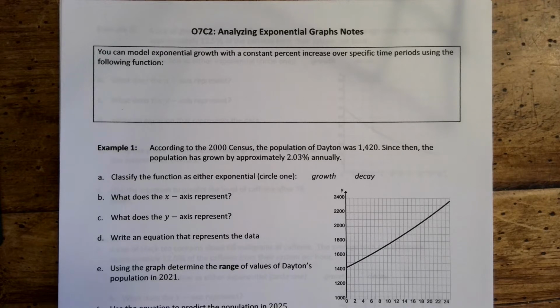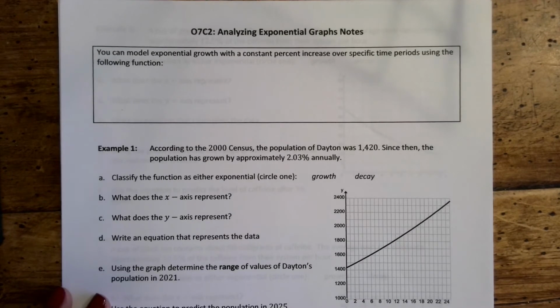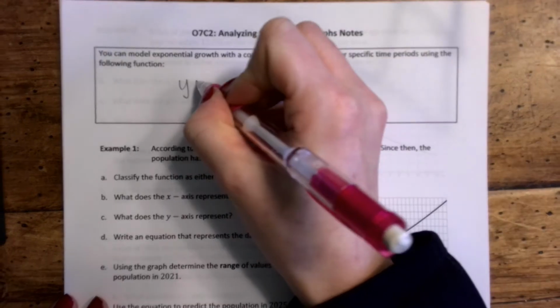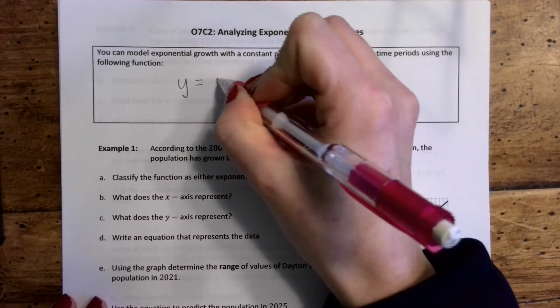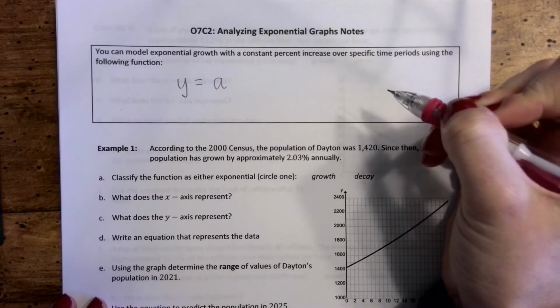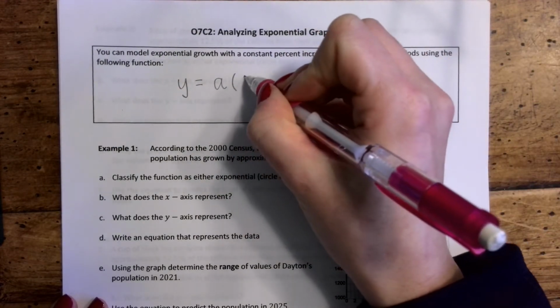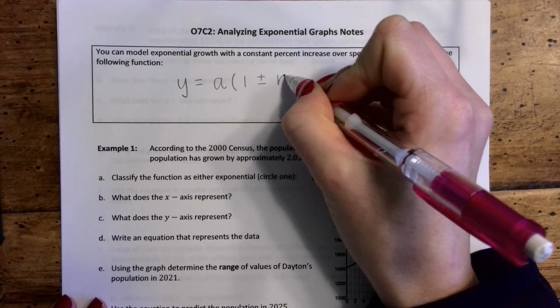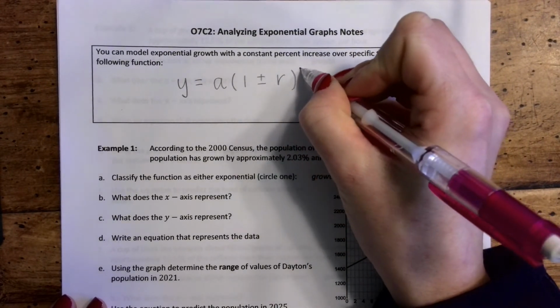Every time that we're working with some kind of exponential growth or decay that has a constant percent increase or decrease, we can use the following formula. I'm going to give you the entire formula first, and then we'll go through and talk about what each of those pieces represent. So we'll always start with y equals, I'll have an a out front, and in parentheses, I will have 1 plus or minus r with an exponent of t.